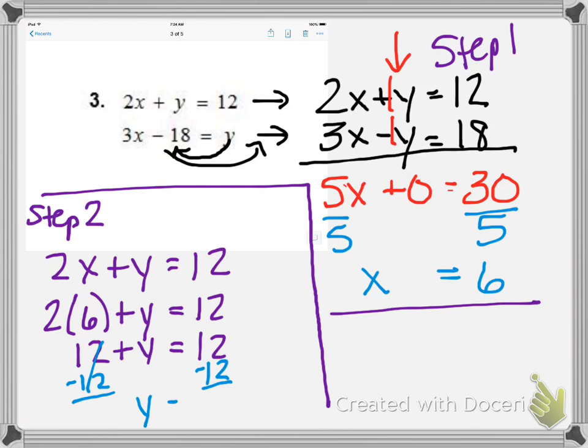So y equals 0. If I were you, I would use my calculator at this point and verify that I have done that correctly. But I get an answer of (6, 0) as the intersection point using elimination.